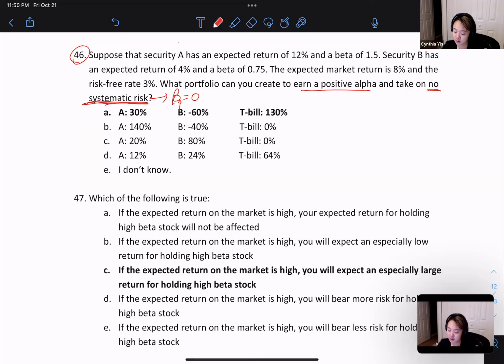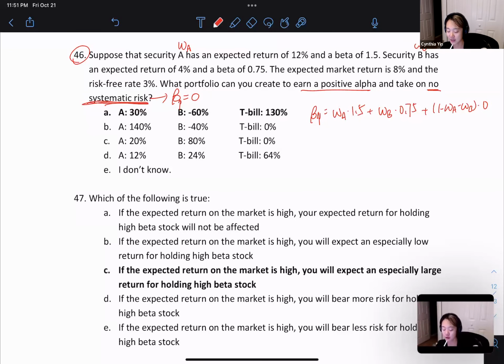Suppose you invest WA in A, WB in B, and the leftover in the risk-free rate. Your portfolio beta will be WA times 1.5 plus WB times 0.75 plus (1 minus WA minus WB) times 0, because the risk-free rate has no beta. The beta is 0.